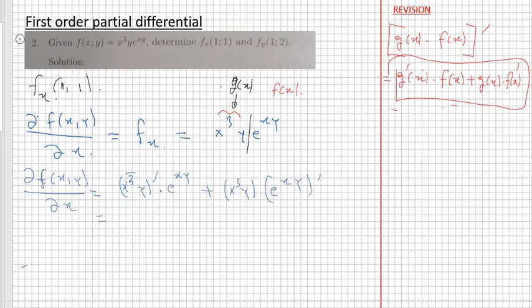If I derive x cube, I get 3x squared, and then I multiply by y because y is a constant. And then I have to repeat e to the power of xy, and then I say plus. I have to repeat this bracket because it doesn't have a dash symbol.